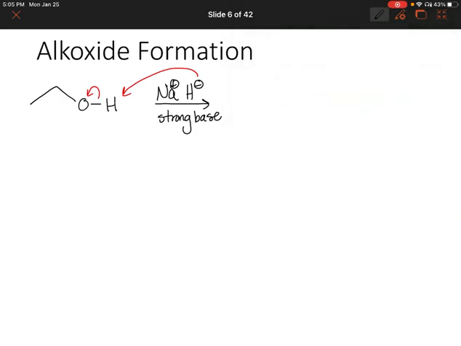And what would our products be? Well, we'd have our alkoxide ion where the oxygen is negatively charged. And the sodium ion is just there to balance charge, so we could even just add it on here. And what's our other product? H2, which is hydrogen gas.